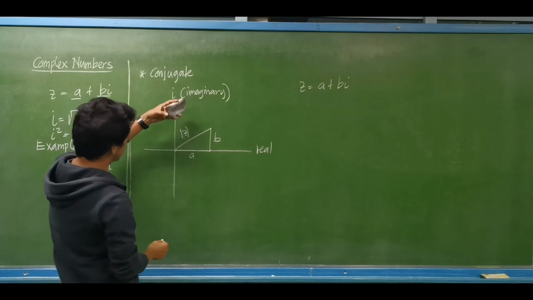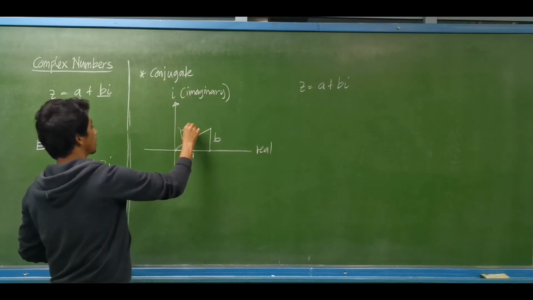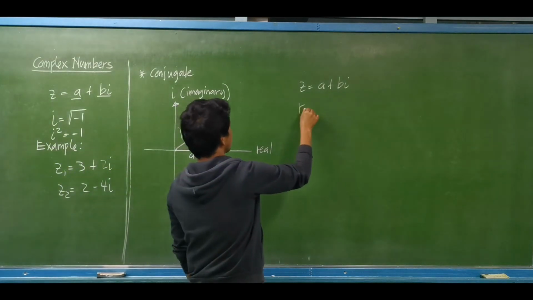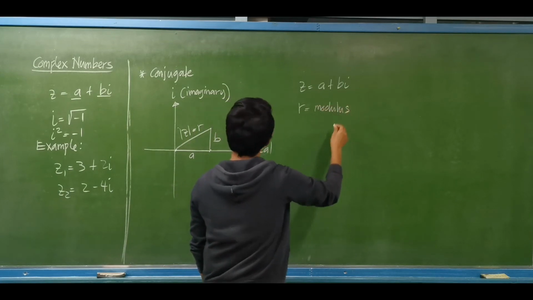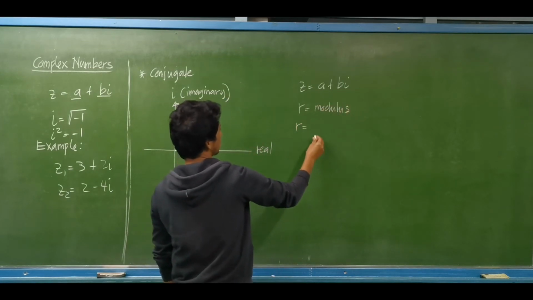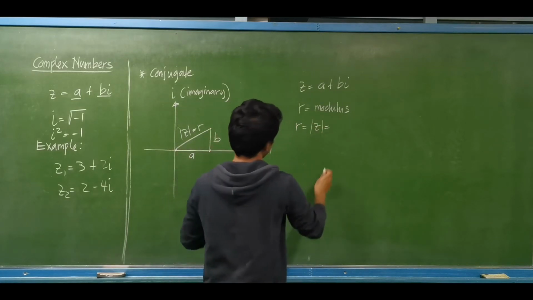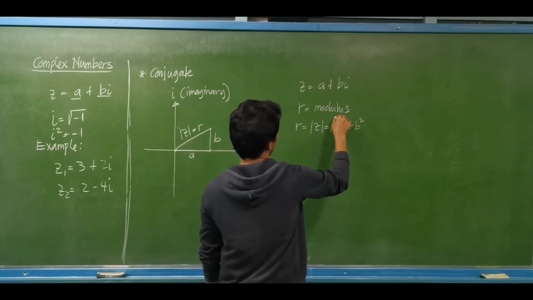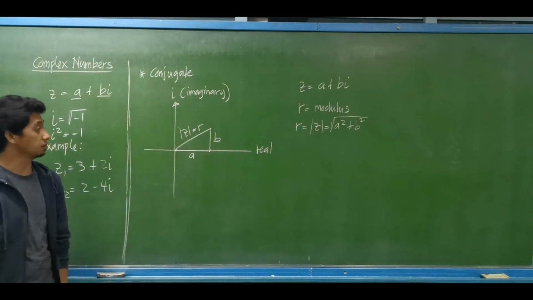And this absolute value of z is equal to r, wherein that r is known as the modulus. How to compute for the value of the modulus r, that is the absolute value of z? Basically, to compute this line segment by the Pythagorean theorem, it is the square root of a squared plus b squared. This is the value of the modulus.